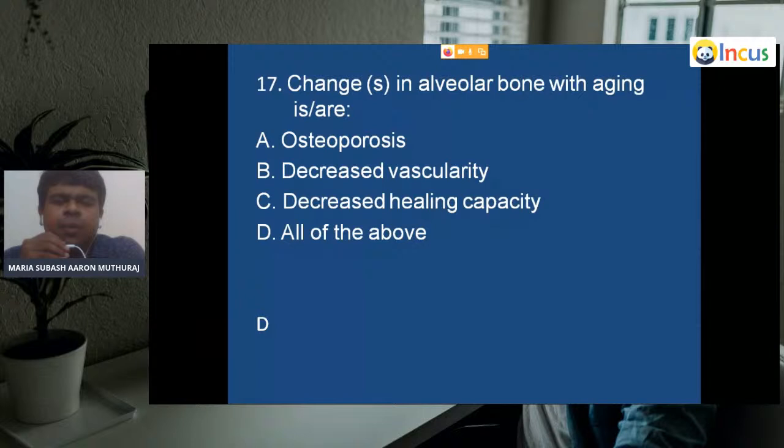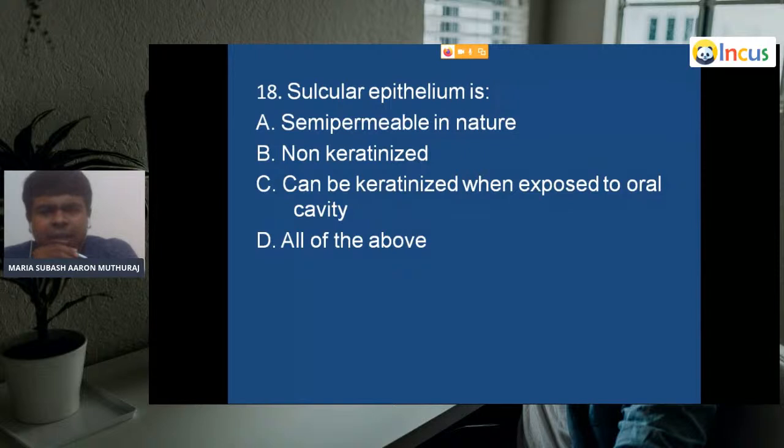Next is the sulcular epithelium. Sulcular epithelium is semi-permeable in nature because it cannot allow all the substances to pass through it. Sulcular epithelium is actually a non-keratinized epithelium, but it can be keratinized. When we expose the sulcular epithelium to the oral cavity, it will be keratinized. Therefore, the answer will be all of the above. All three answers are correct. Therefore, the answer will be D.